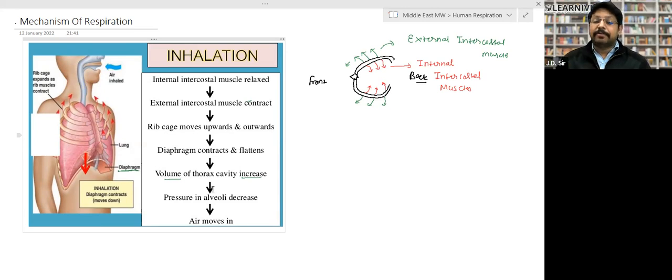When I breathe in, what will happen? How am I taking air inside? The internal intercostal muscles will relax, right? Now the external intercostal muscles will contract. When they contract, they will pull my ribs outward. When the external muscles contract, what will they do? They will pull my ribs outward.